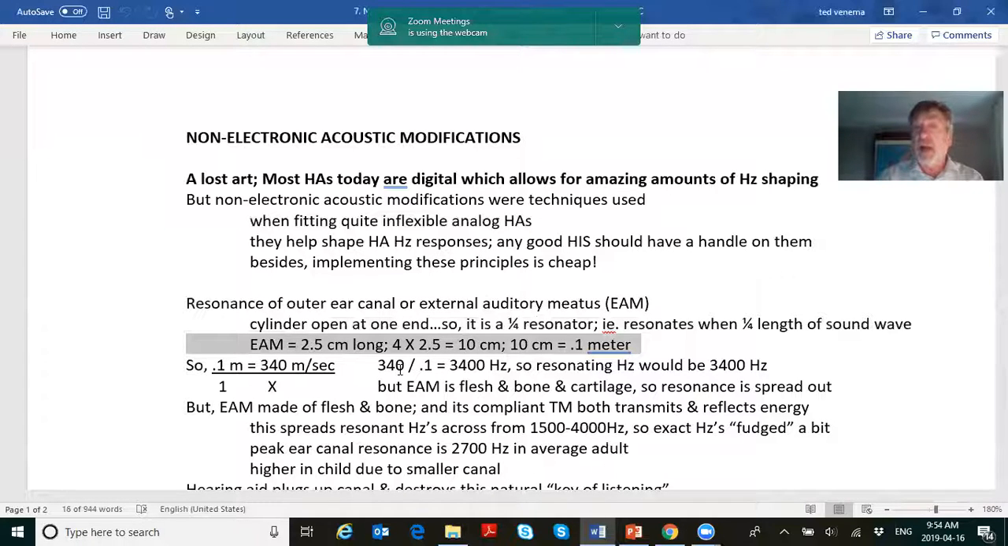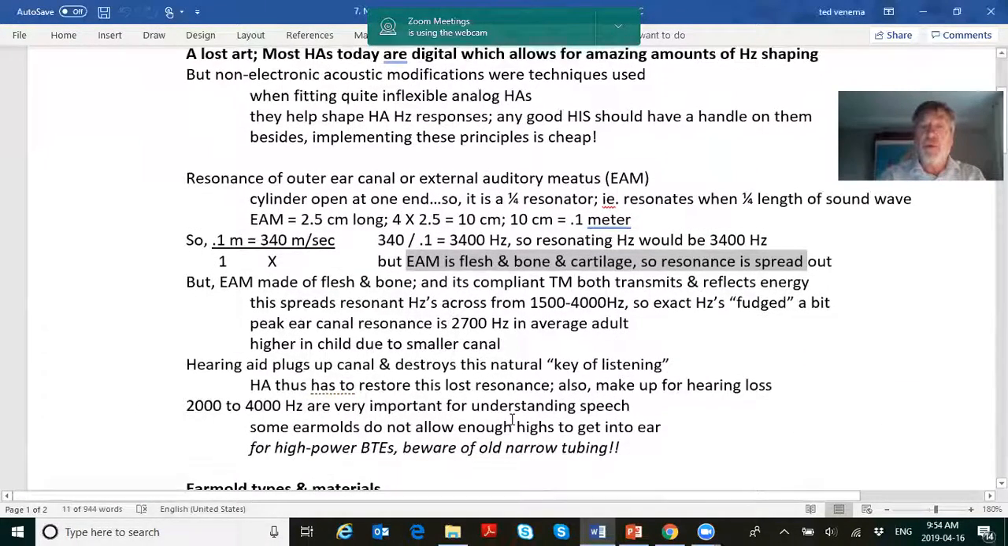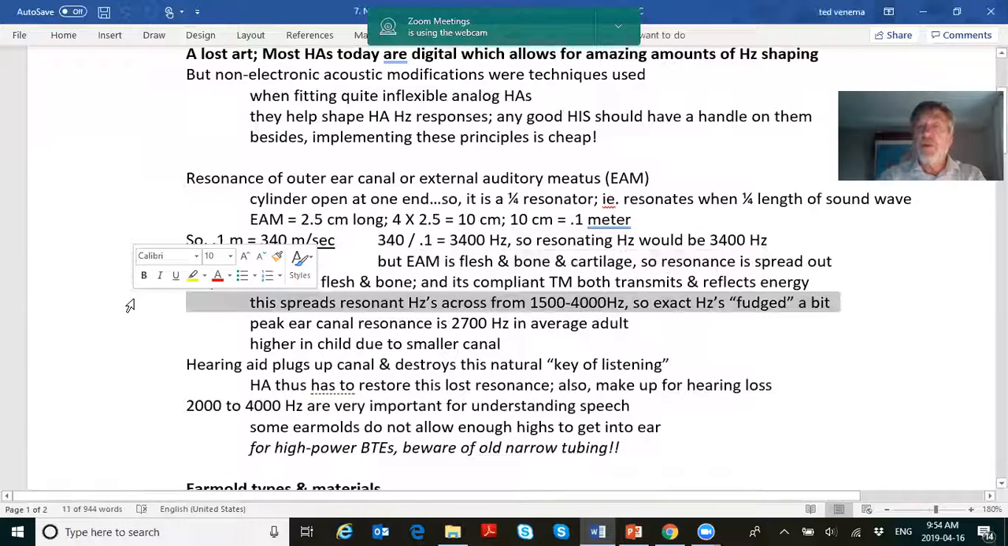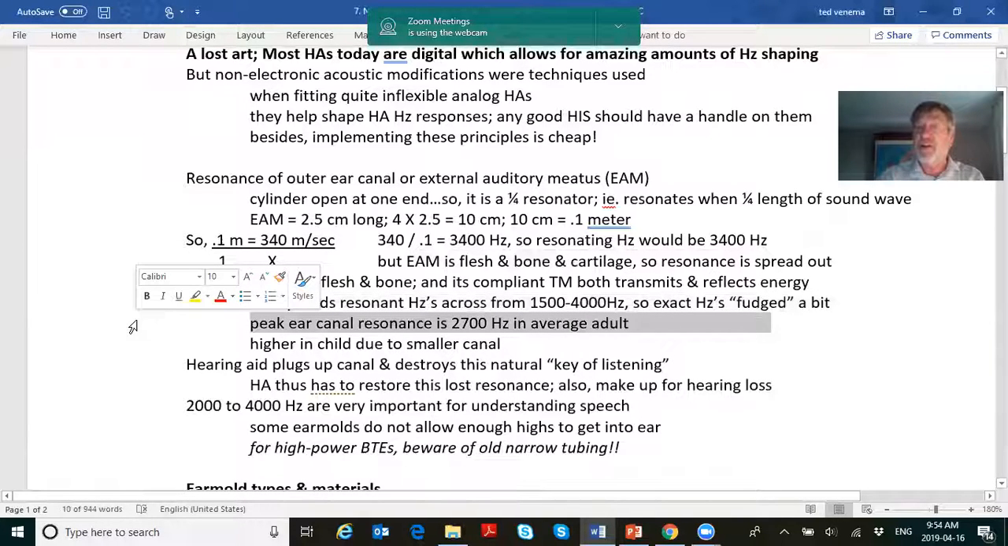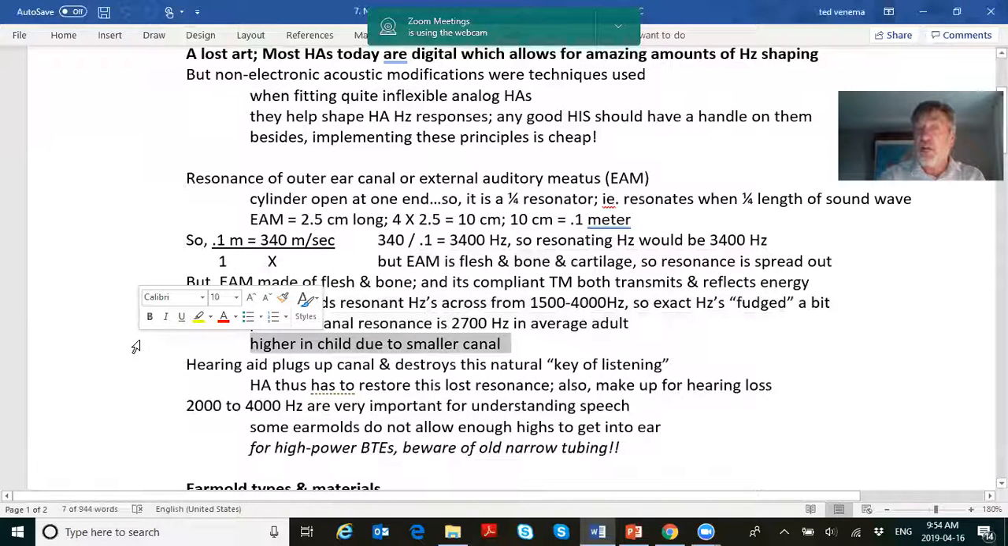But the ear canal, external auditory meatus, is flesh and bone and cartilage, so this resonance is spread out. So here we go. The resonance is spread out across 1,500 to 4,000 hertz. And the peak ear canal resonance is around 2,700 hertz in the average adult, slightly higher in a child because they have a smaller canal.